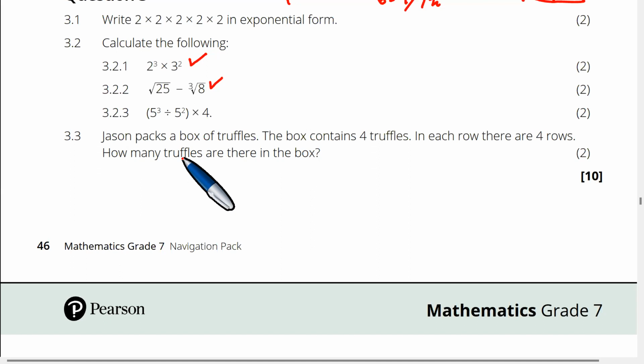I'm giving you like 2 minutes because it's like 2 marks. Is it 20?